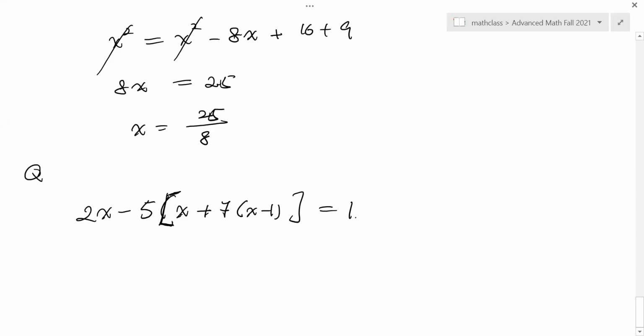So this is like a parenthesis inside parenthesis. I want to make sure everybody can get the right answer. You get a fraction, definitely. Maybe you get an integer, maybe not.